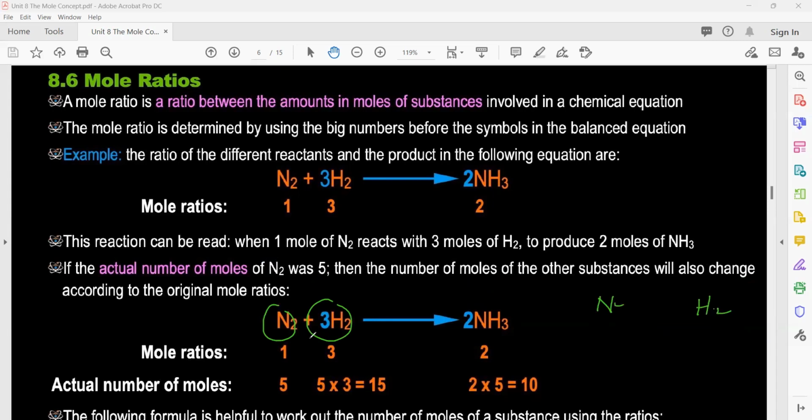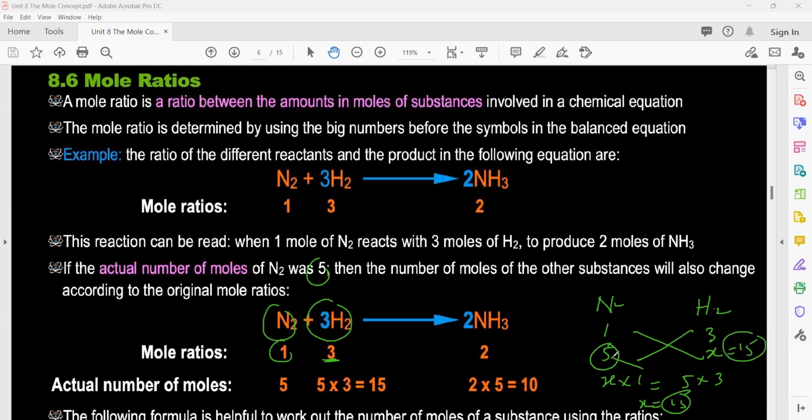Now, how many moles of nitrogen in the equation? 1. How many moles of hydrogen in the equation? 3. But now, how many nitrogen have they given me? 5. How much hydrogen will be put X? Cross multiply. X times 1 equal to 5 times 3, 1 no need, X equal to 15. So if you take 5 moles of nitrogen, you need 15 moles of hydrogen.